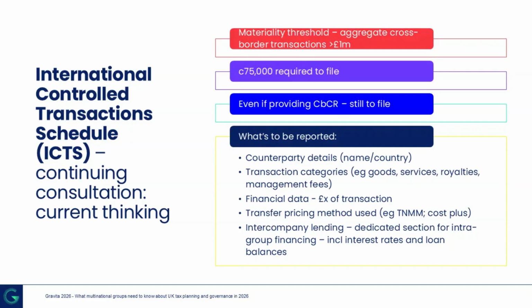And what is likely to have to be reported, looking to try and see if there are any transfer pricing omissions here, is the two companies involved, the name and the country, the transaction category type, so the goods, services, royalties, management fee that we spoke about earlier in terms of applying to transfer pricing, and the financial data, so how much was applicable.